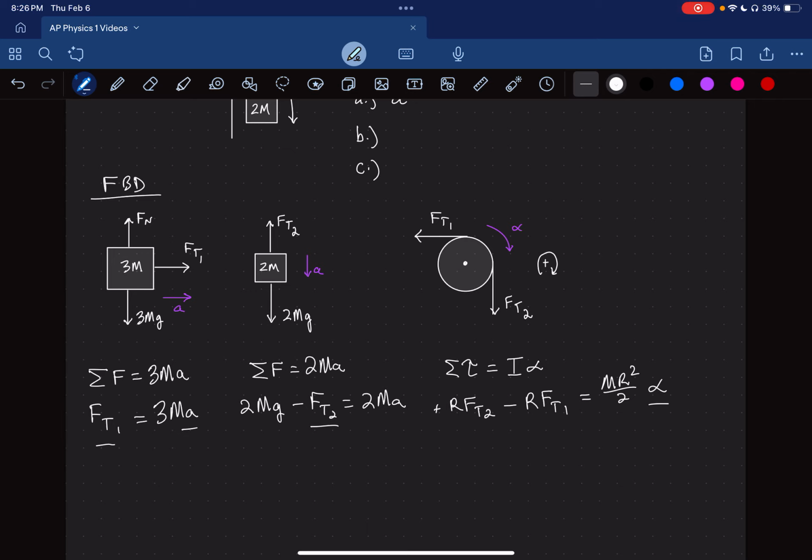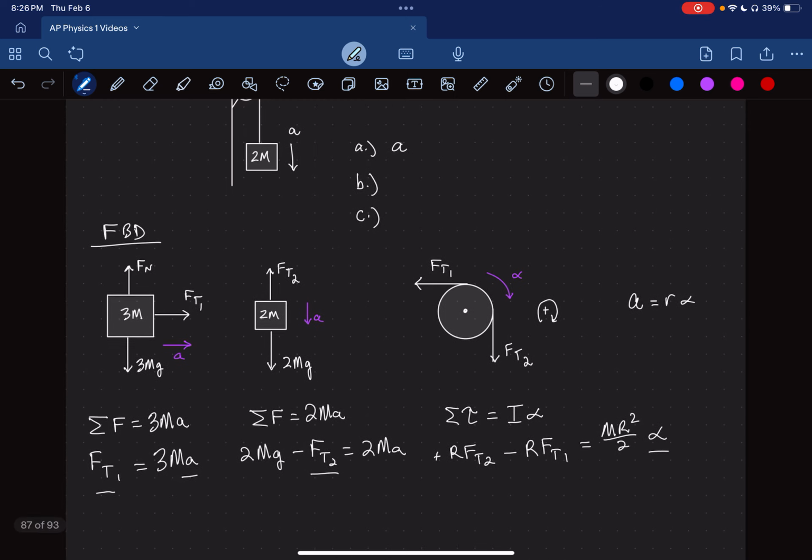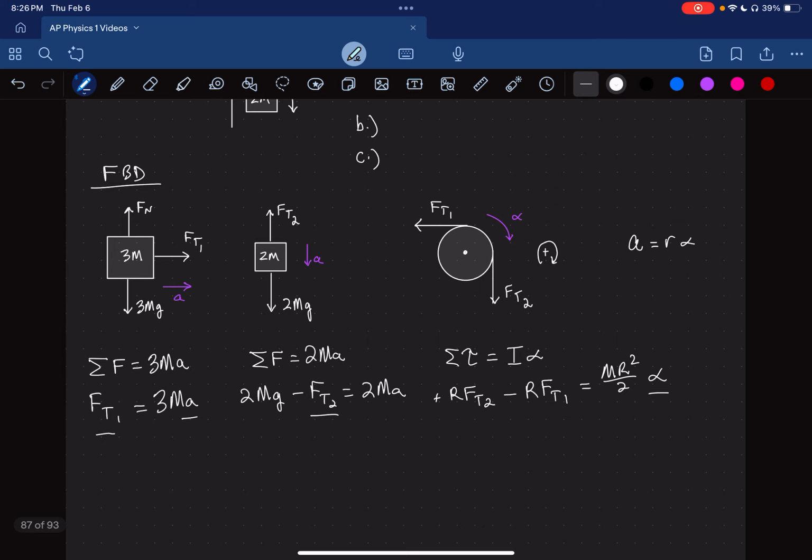We need more equations. And again, we're going to use the same trick we did last time, that a is equal to R alpha. Now, again, we don't want to substitute R alpha for a and get rid of a because we're trying to find a. What we want to do is make an expression for alpha, which is a over R. This is capital R. And so we will substitute it down here. So I'll start there. So R FT2 minus R FT1 equals mr squared over 2 times a over R.